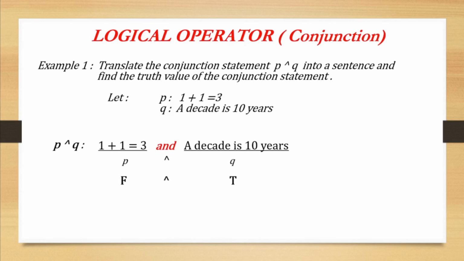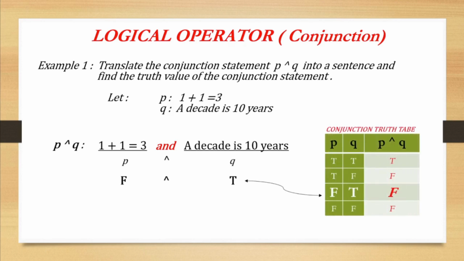Then how are we going to evaluate the truth value of this one? Let us now use the truth table for conjunction. It shows in the table that when P is false and Q is true, the conjunction P and Q is false. We can conclude that 1 plus 1 is equal to 3 and a decade is 10 years is a false statement.